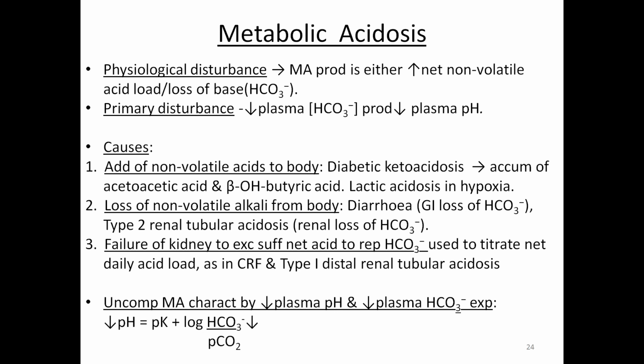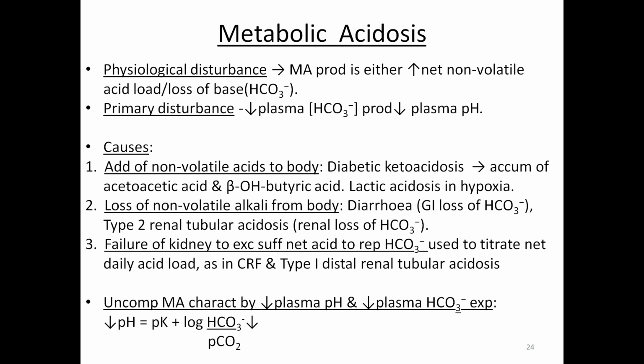So starting with metabolic acidosis, it's a physiological disturbance in which there is either increased net volatile acid load or an increase in loss of base, which is your bicarbonate ion. Okay, what is the primary disturbance? That is decrease in plasma bicarbonate ion, which leads to decreased plasma pH. So we need to know the causes of metabolic acidosis. So in what situations can this happen?